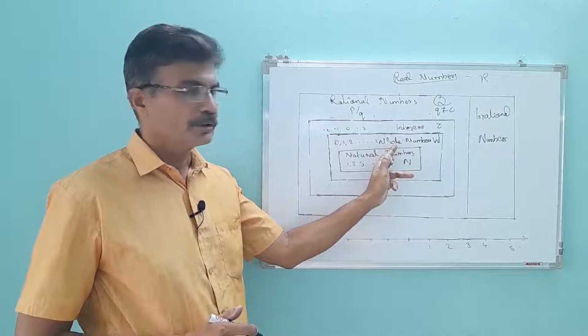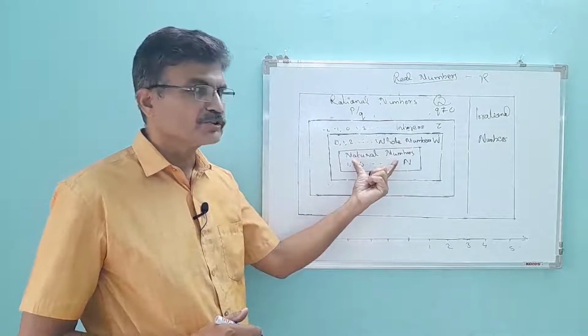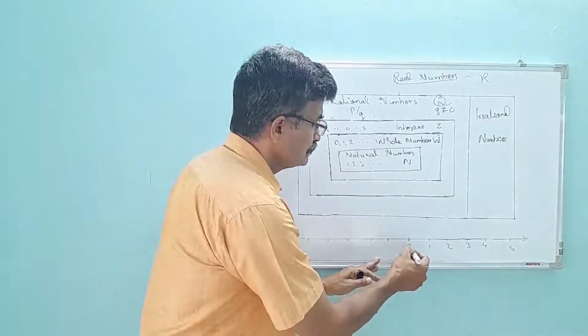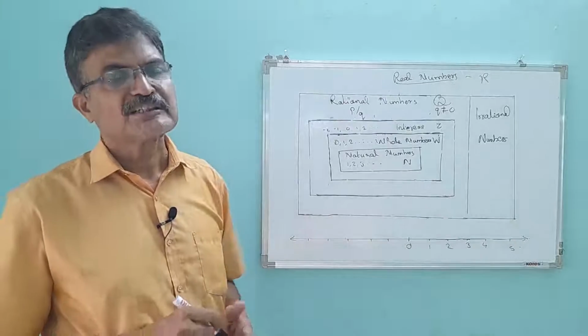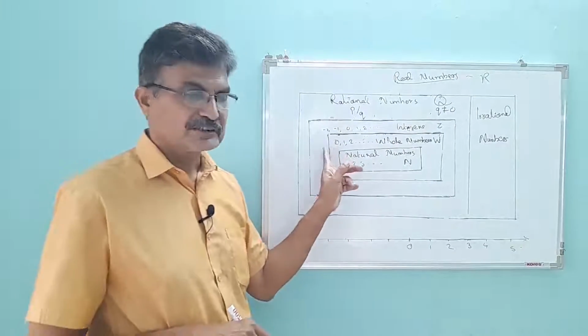The next, whole number. The set of whole number is union of the set of natural number along with 0. It is called whole number. It is represented by the letter W. Do you know the history of this one 0?